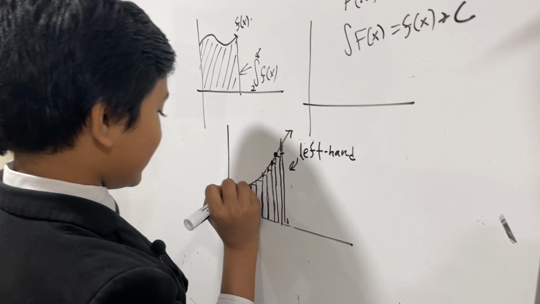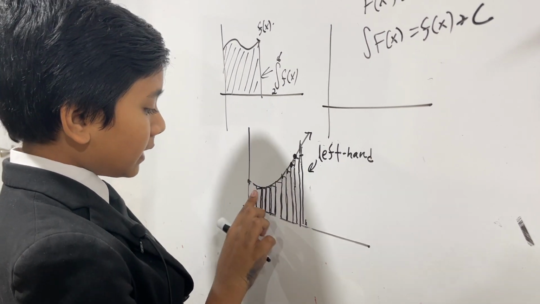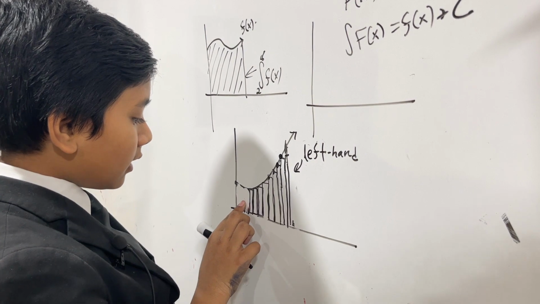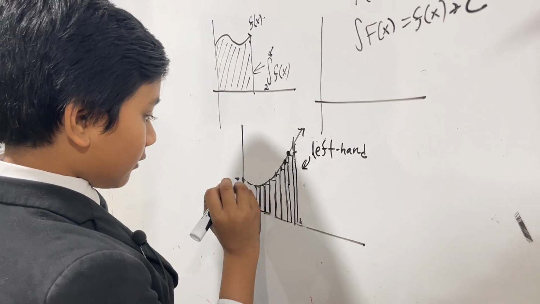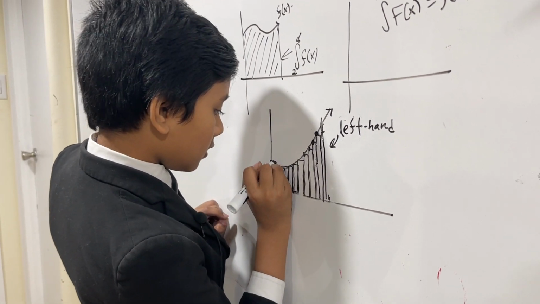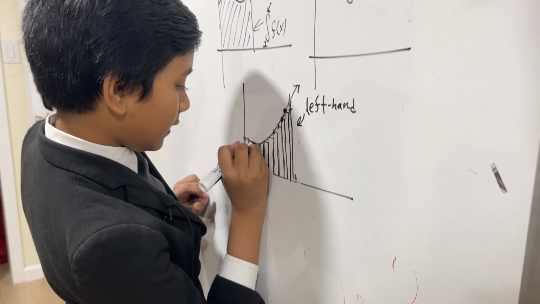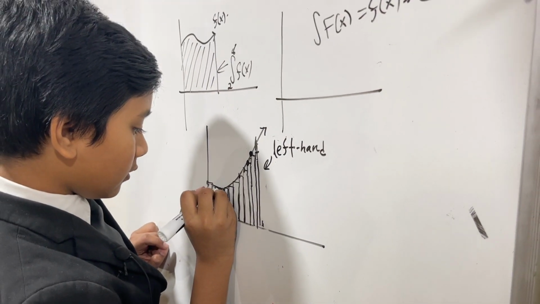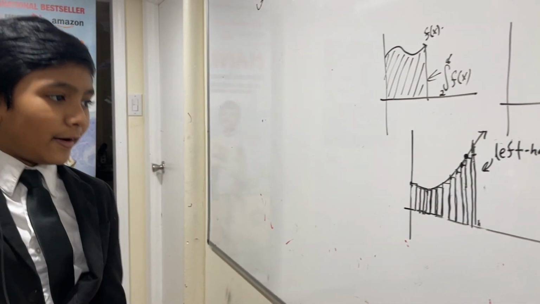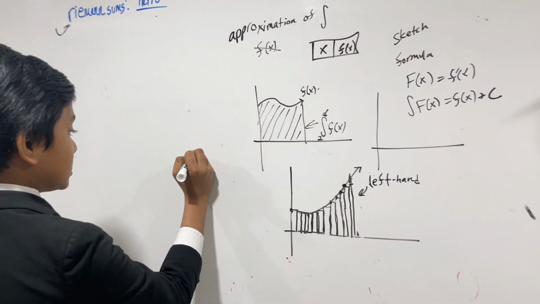Over here, it isn't so much the left-hand rule anymore because I drew it inaccurately. But if we were to draw this for the left-hand rule, then we would draw it a little something like this. Then over there, then over there, and over here. Good, right? All right. So, what does a right-hand approximation look like?